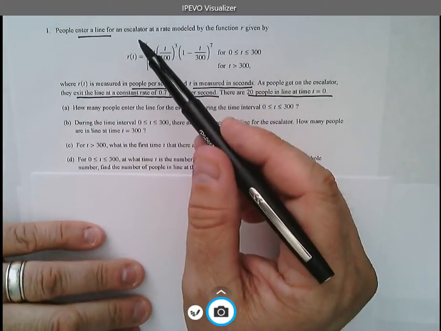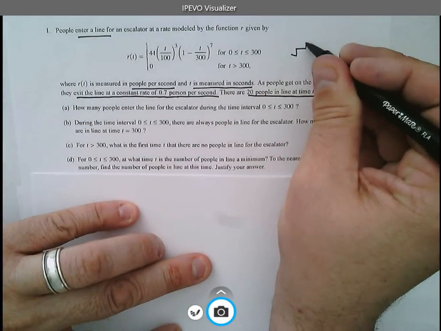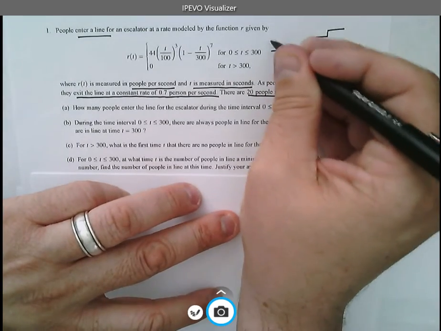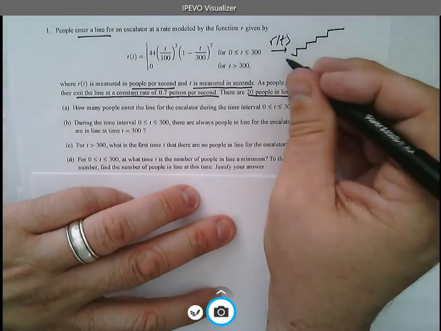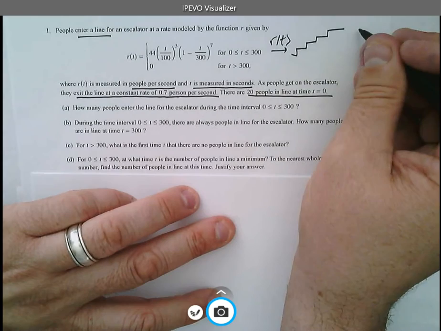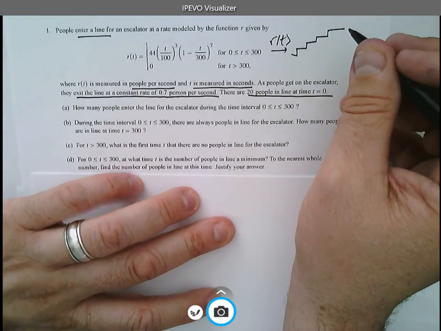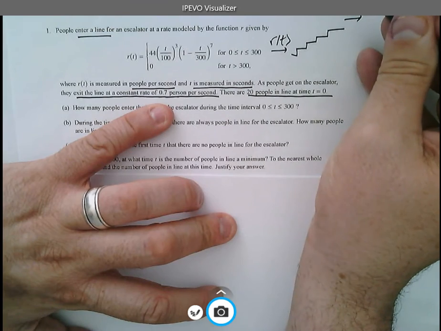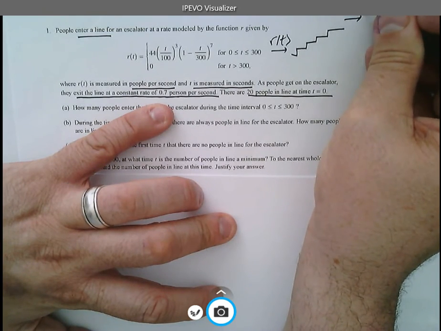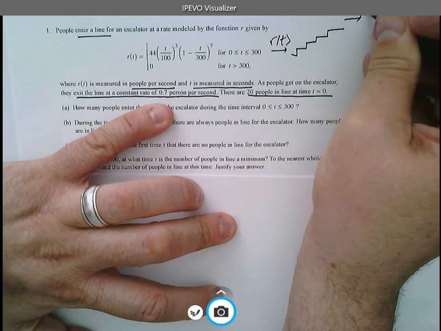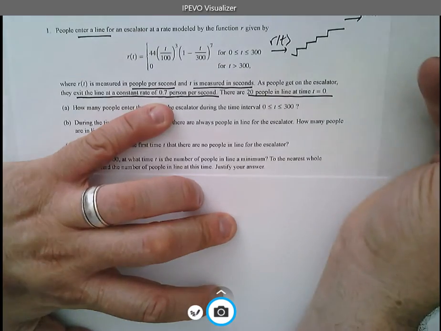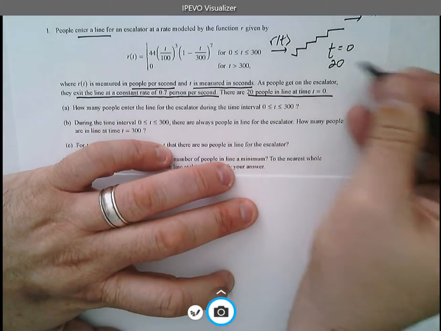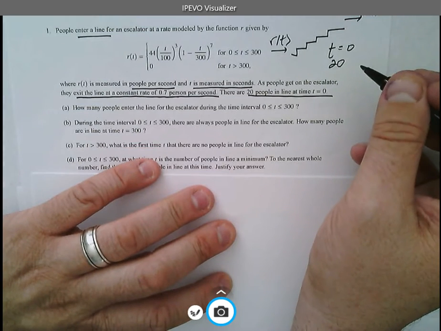We've got an escalator, so one of those moving staircases, right? And r of t is how quickly people get onto the escalator, and then they go up, up, up. And then you've got this other rate: they get off at a rate of 0.7 people per second. And at time t equals 0, we have 20 people in line.